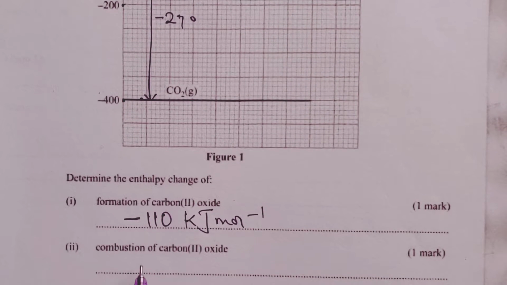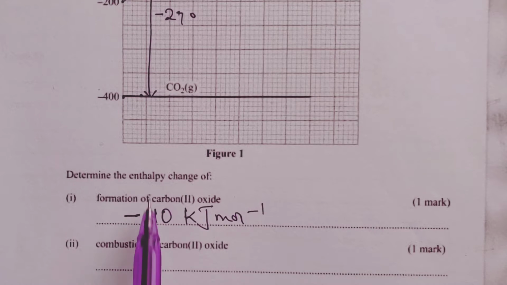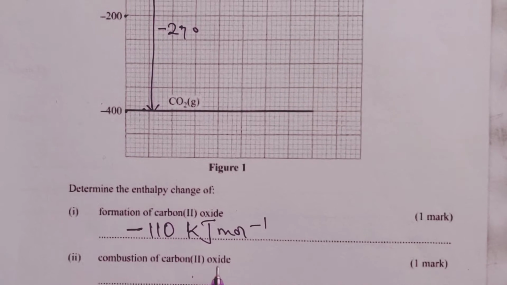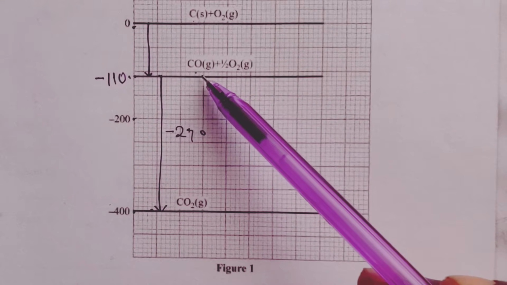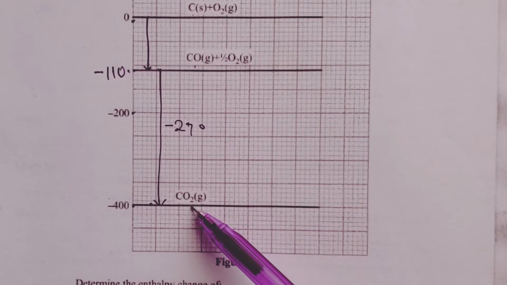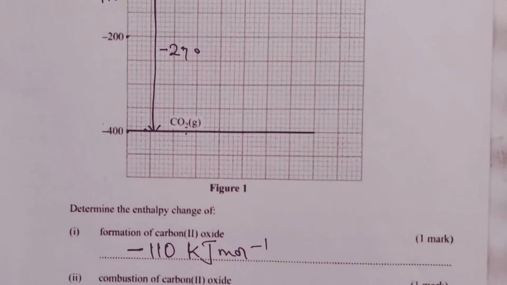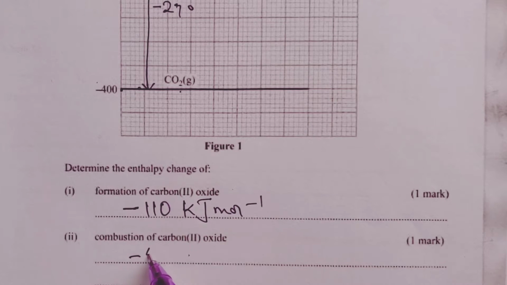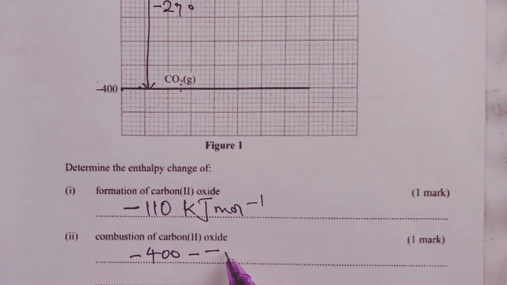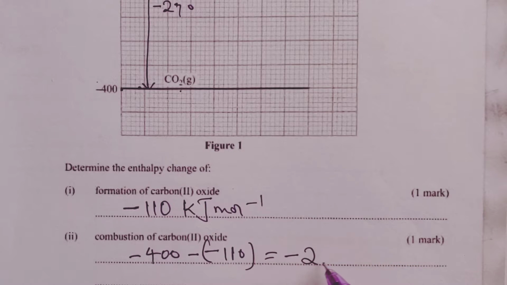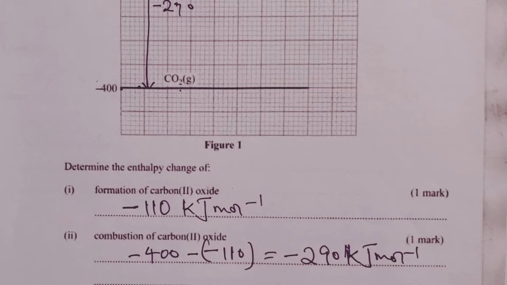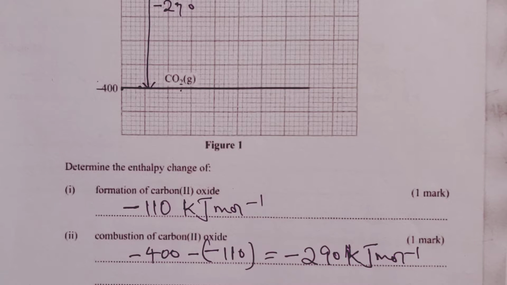The question goes ahead now to ask us about the enthalpy change for combustion of carbon 2 oxide. So when you burn carbon 2 oxide in air, you get carbon 4 oxide. And as we have already realized, this amount of energy should be negative 400, and from it we subtract negative 110. If you do this, we are able to get negative 290 kilojoules again per mole for combustion of carbon 2 oxide.